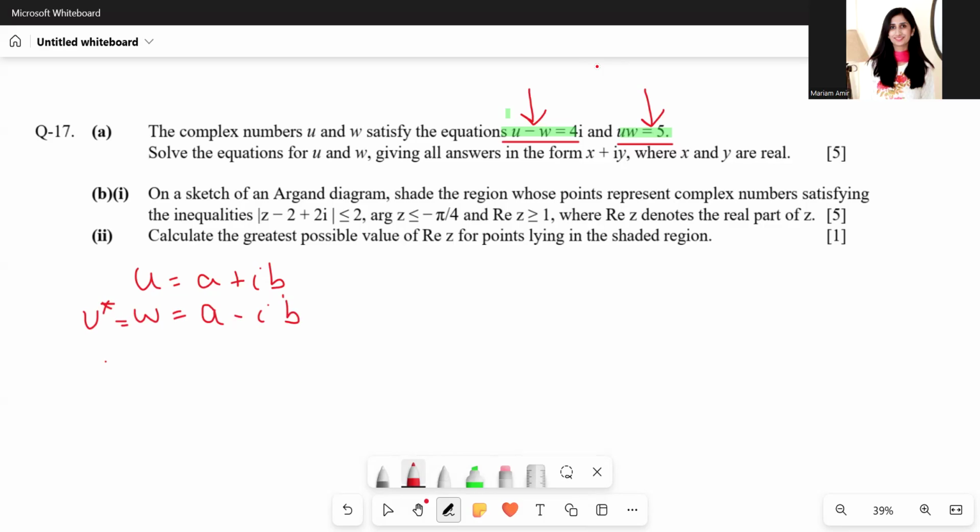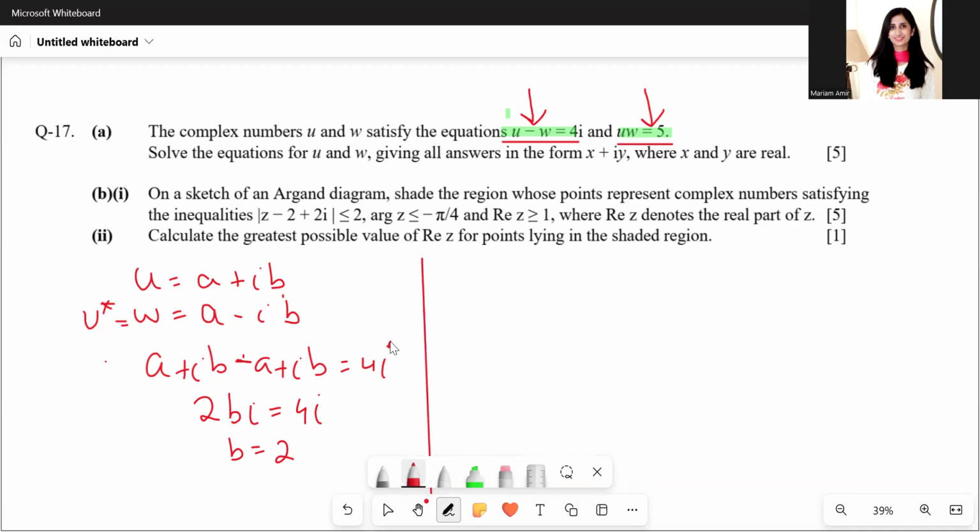All right. Now we need to find the value of u and w. Okay, so we will add them and equate it to 4i. Sorry, we'll subtract them and equate it to 4i. So when we subtract them, the sign will change, minus and plus. So we get 2bi is equal to 4i. So b is equal to 2. Okay. Next, we multiply them and equate it to 5.